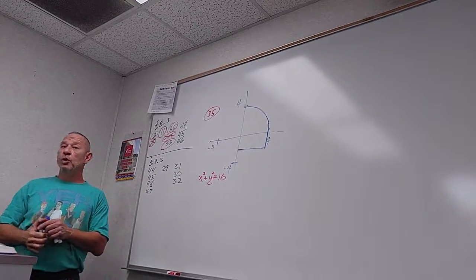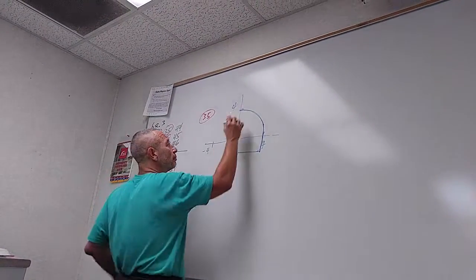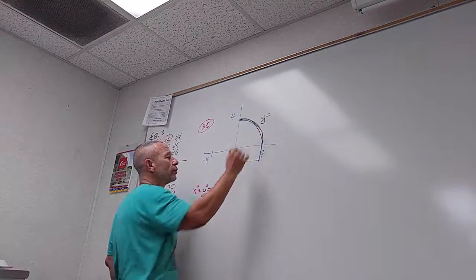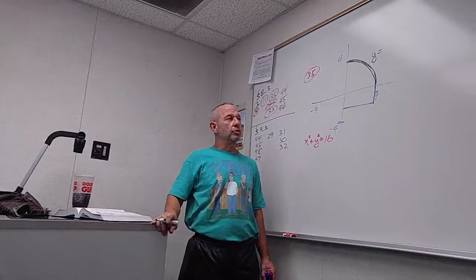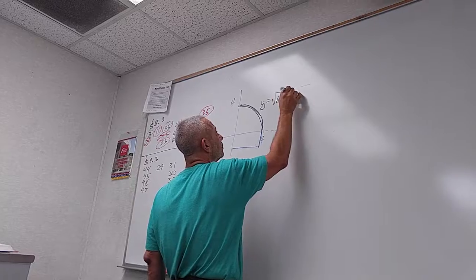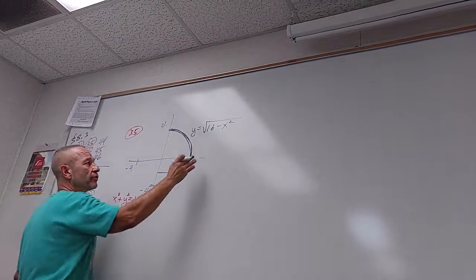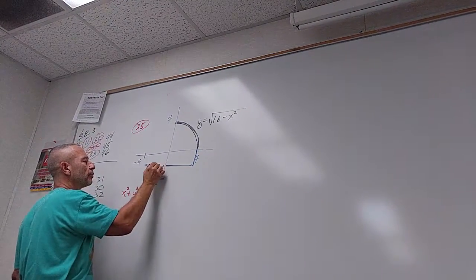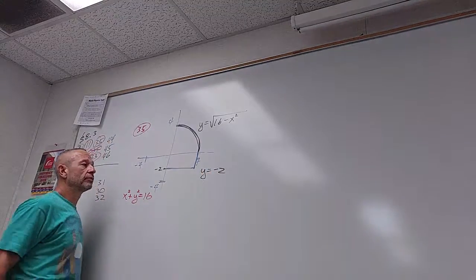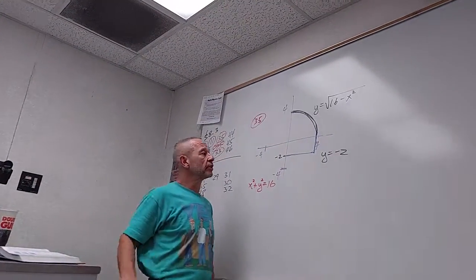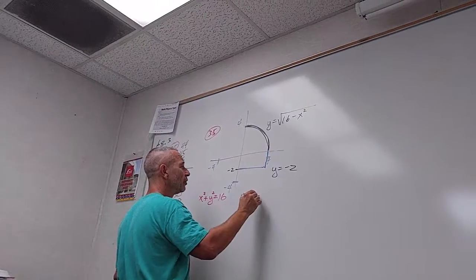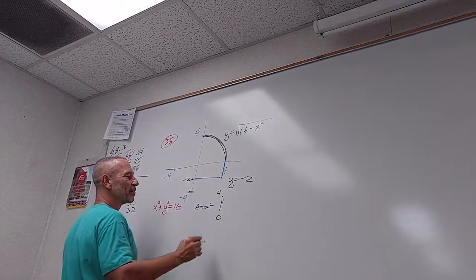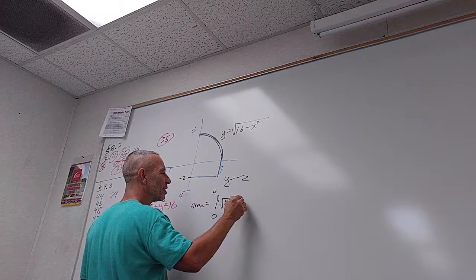So what is the equation of the curve on top? Y equals square root of 16 minus x squared. There you go. We don't need the minus because it's in the first quadrant. What is the equation of the curve on bottom? And then we have our two equations. The area is going to be the integral from 0 to 4 of the curve on top minus the curve on bottom.